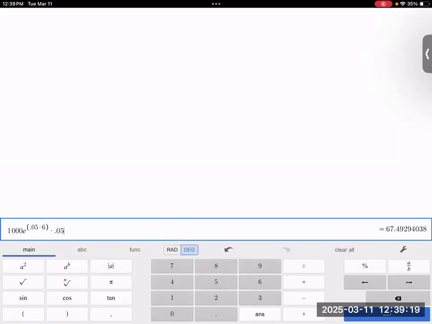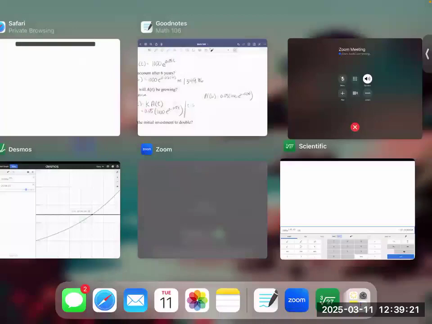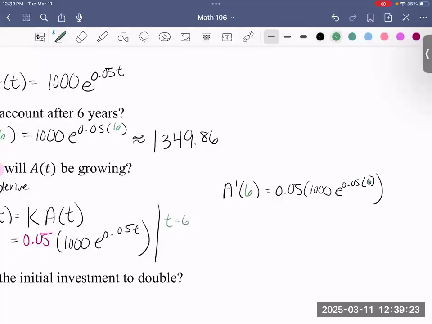So we have 67.50 cents or so. So this is roughly 67, and we'll just say 49 cents because I believe there wasn't anything really after the 9. So your account after 6 years is growing by $67.49 per year.